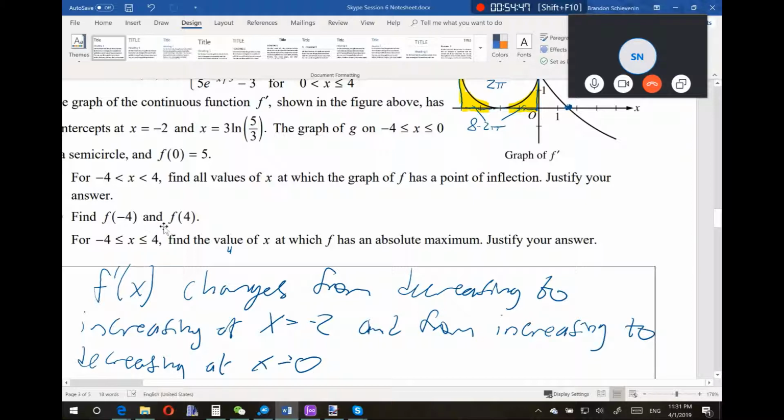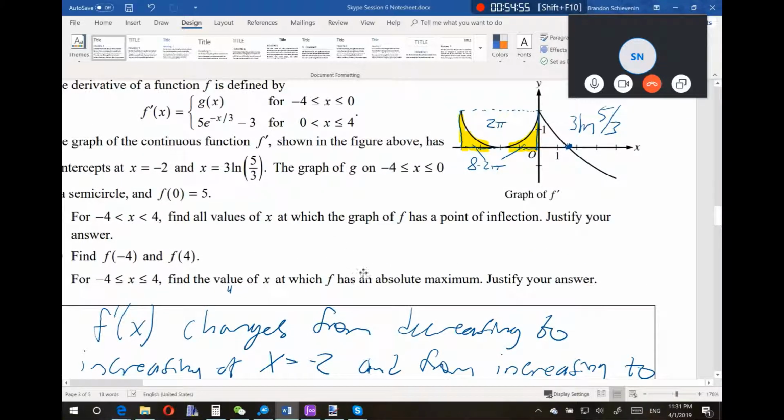Okay, that's all it asked us to do: find f of negative 4 and f of 4. Last one. Find the value of x for which f has an absolute maximum, and then justify your answer. So it would be either the starting or ending point, or negative 2 and 3 ln 5/3.